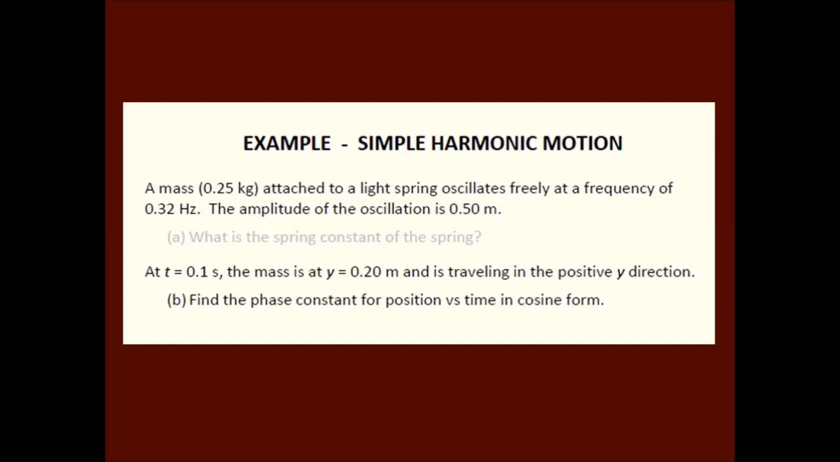A mass, 0.25 kilograms, attached to a light spring, oscillates freely at a frequency of 0.32 Hertz. The amplitude of the oscillation is 0.50 meters. At t equal to 0.1 seconds, the mass is at y equal to 0.20 meters and is traveling in the positive y direction. Find the phase constant for position versus time in cosine form.